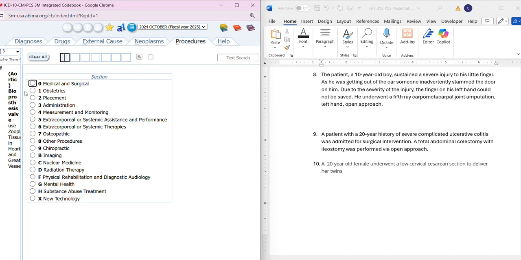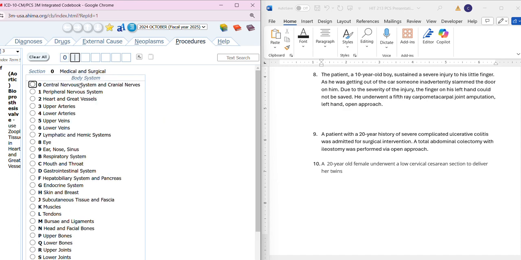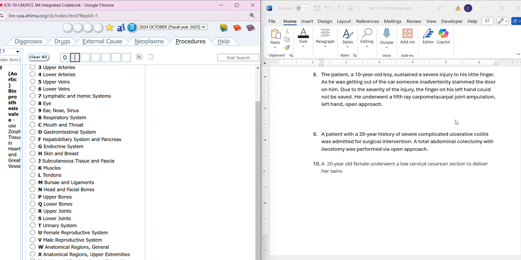All right, so for number 8, our section is again going to be medical surgical, 0. For our body system, it was one of his fingers. So we're going to scroll down until we find anatomical regions, upper extremities, because that's what your hands and fingers are considered, upper extremities. So that's going to be X.